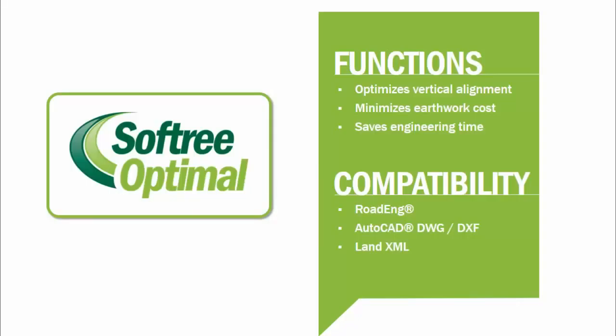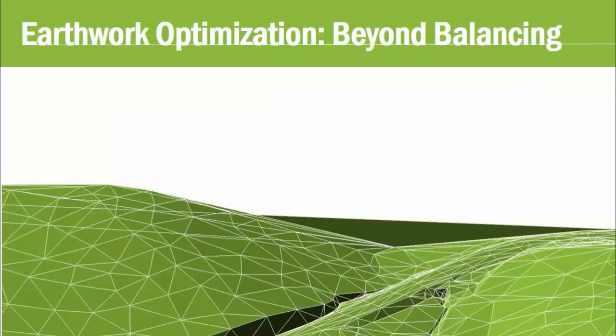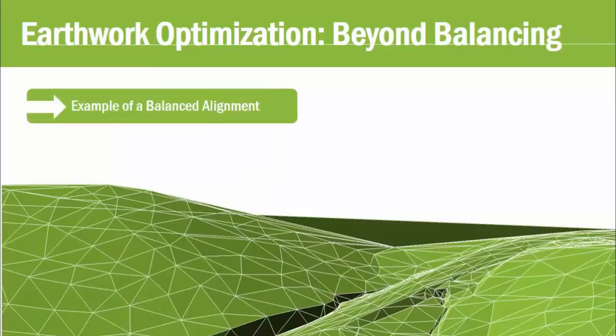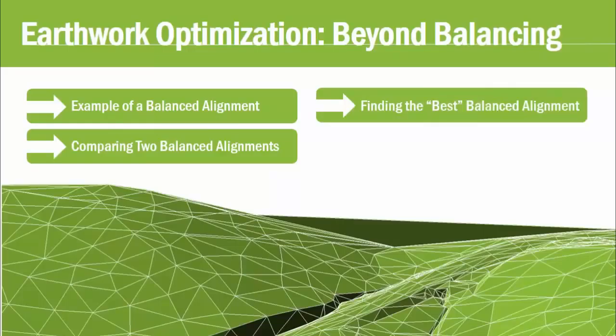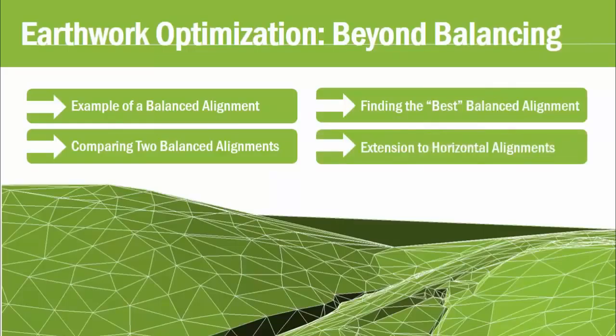Now, Optimal has a couple primary functions. First off, it's all about helping you to generate a vertical alignment that minimizes your earthwork costs, saves engineering time. But what you're going to see, it's also a great comparative tool and an engineering tool that's going to allow you to basically maximize your time and minimize the costs. So what you're going to see and what Alexei is going to be covering today is going to be, first off, an example of a balanced alignment. He's then going to move over and start comparing two balanced alignments, finding the best balanced alignment, and then lastly, looking at what that looks like when it's extended over to horizontal alignments.